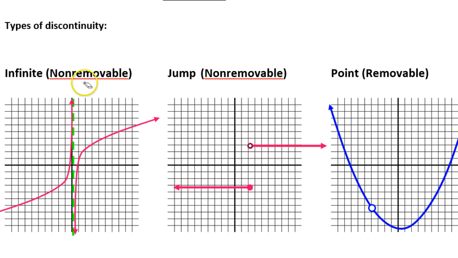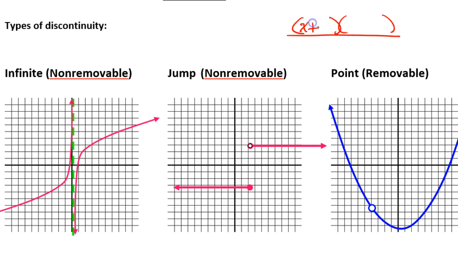Now, you see these words here also. The asymptote and the gap, the infinite discontinuity and the jump, these are both called non-removable. The hole, or the point discontinuity, is called removable. Okay? And one way to think about removable discontinuity is the fact that you get a hole in a graph when you're dealing with a function and you have a factor that cancels out.